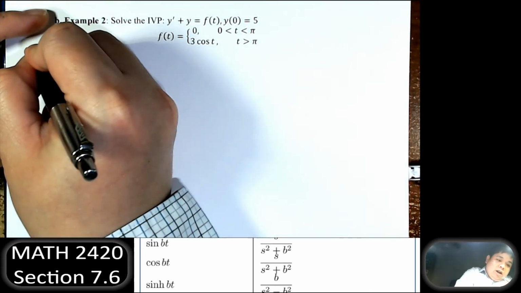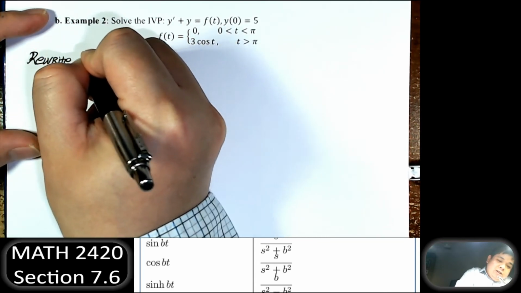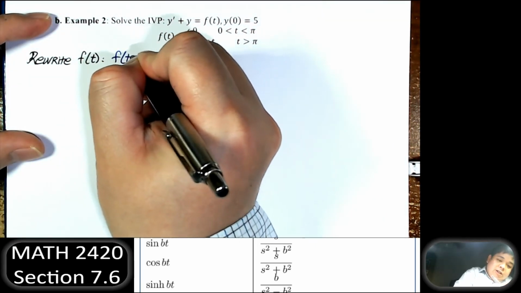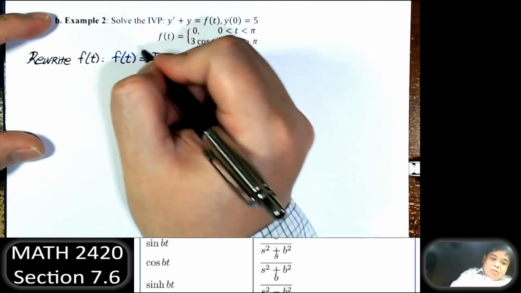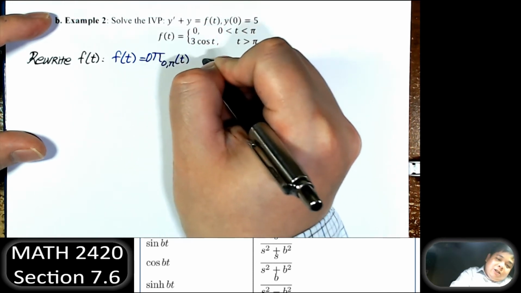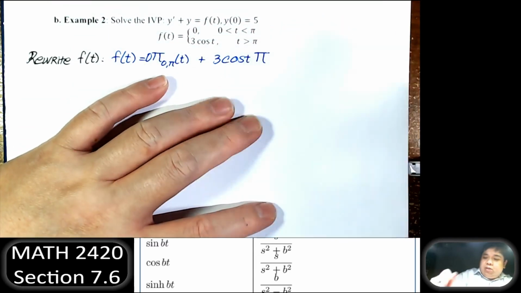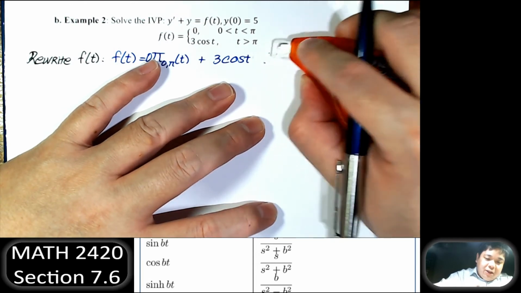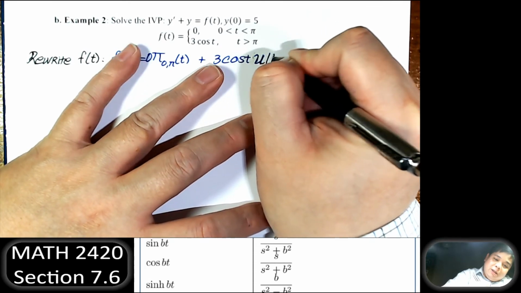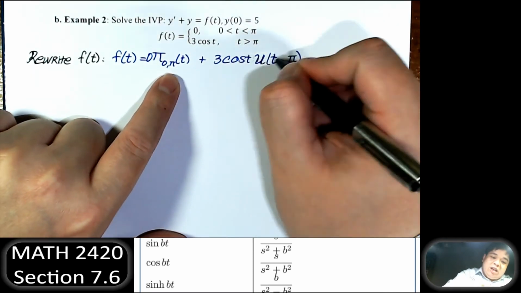Just rewrite the function. We use the windows: 0 from 0 to pi, and 3 cosine t for the window outside, where t is greater than pi. So we're just going to use a unit step function, u of t minus pi, that goes to 0 before pi, so we just have this.